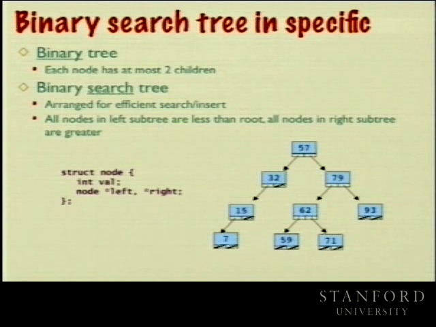So if I'm looking for something, that gives me the immediate access we were using the vector's sorted property for. If I'm looking for the number 70 and I start at the root node of 57, then I know it's not in the left subtree. Assuming about half the nodes are on that side, I've now discarded half of the input from consideration. I say, okay, well, it must be over here.